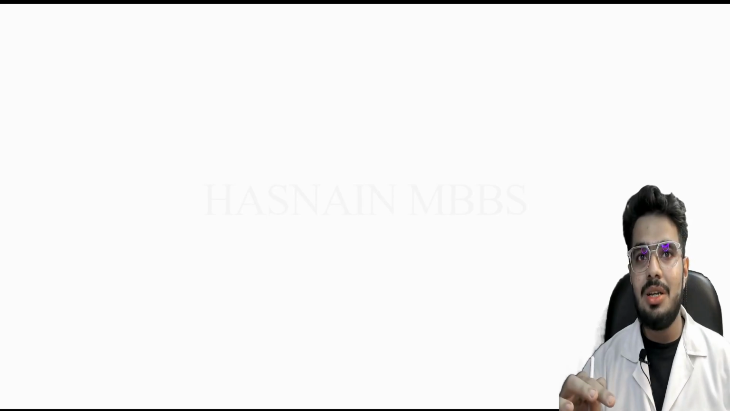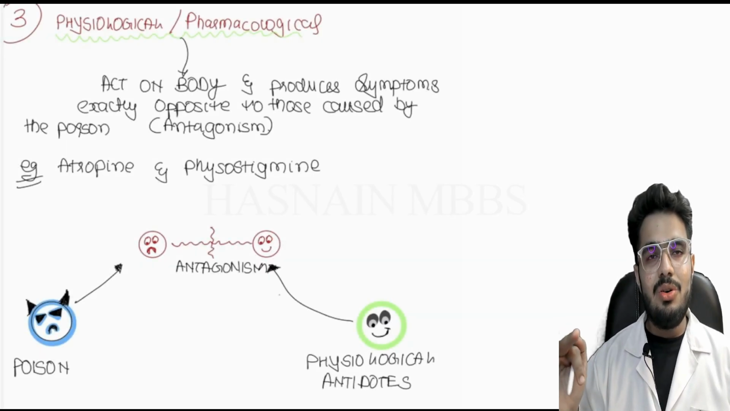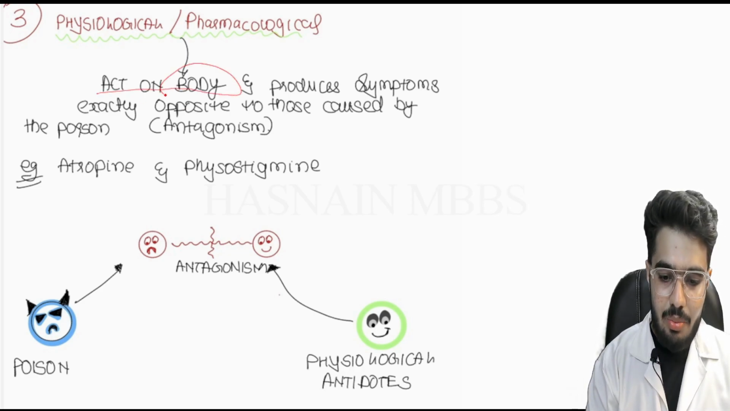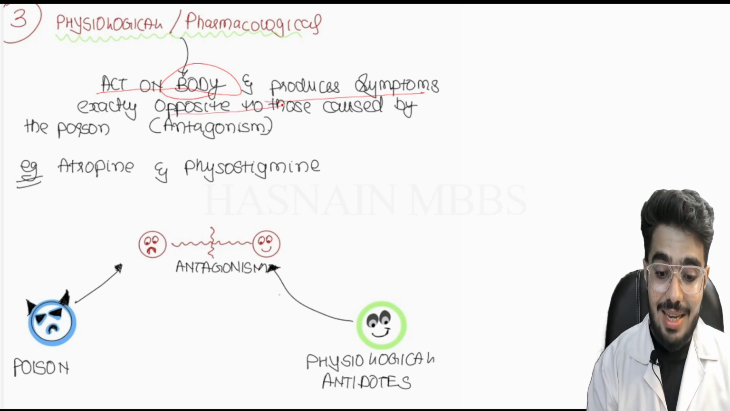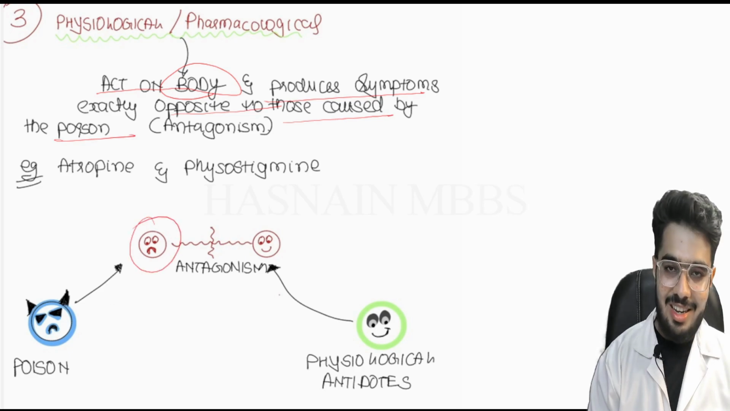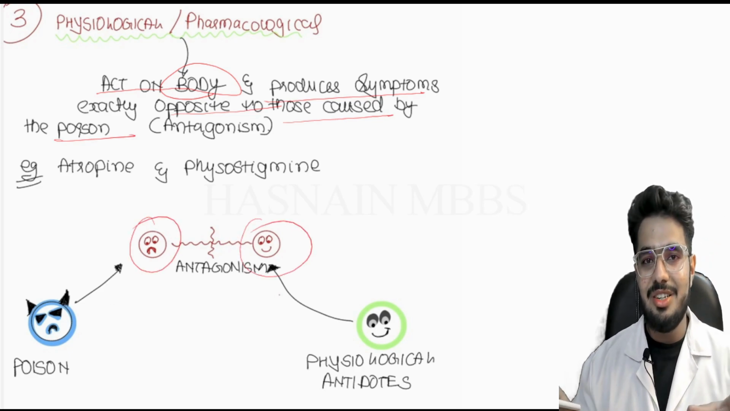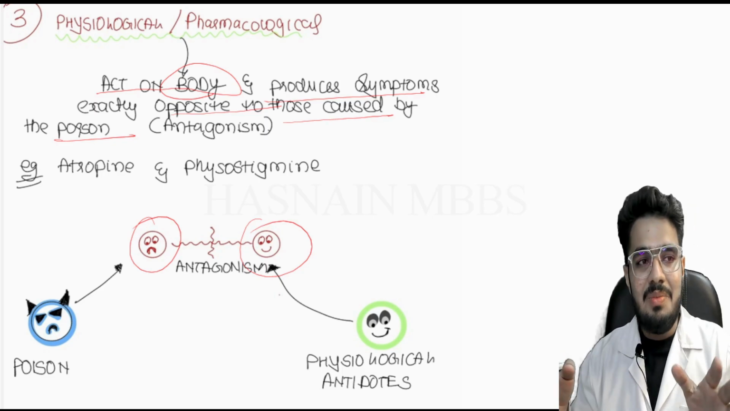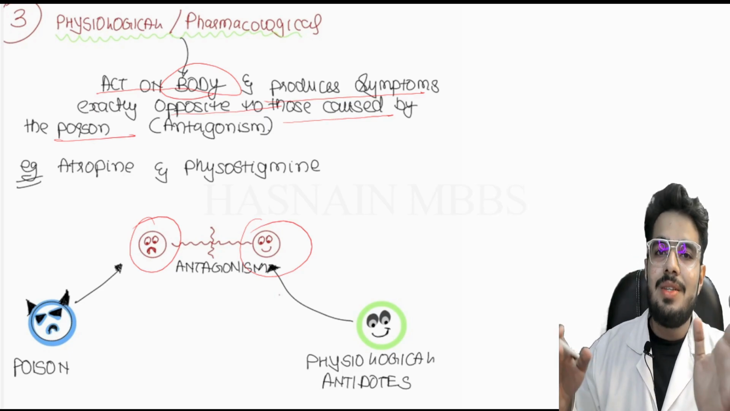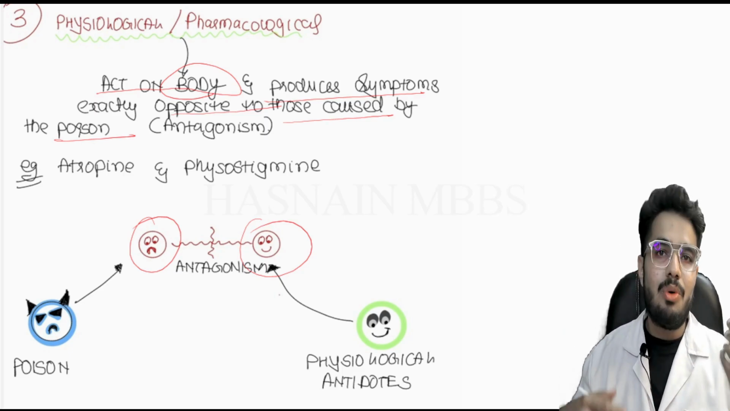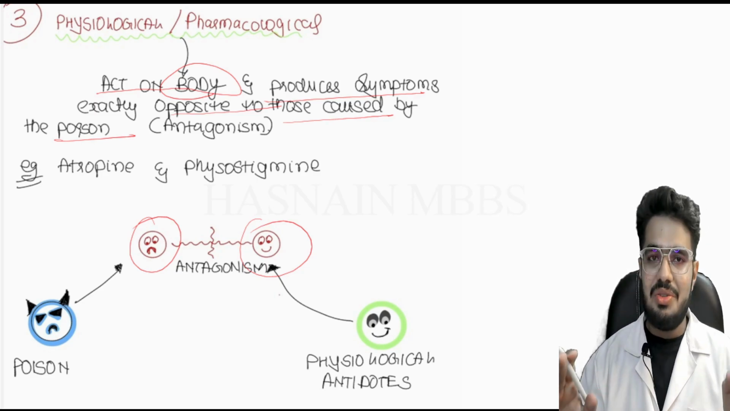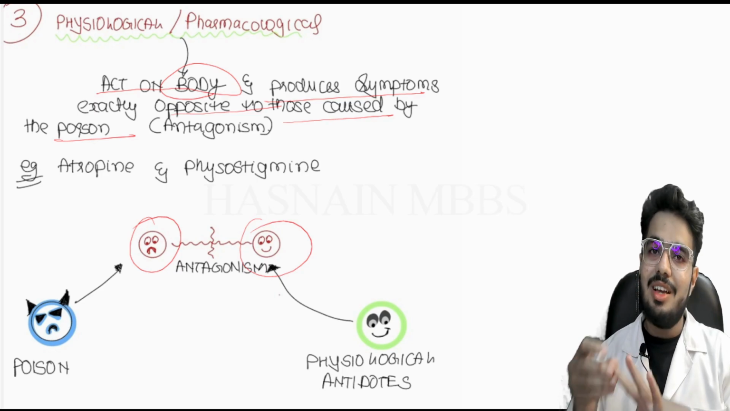That is our physiological or pharmacological antidote. So what does this antidote do? These antidotes act on the body and produce symptoms exactly opposite to those caused by the poison. So if a poison is making us unhappy, they are making us happy. This is just a simple illustration. So this is the action of antagonism. Whatever action a poison is producing in our body, this physiological or pharmacological antidote will produce exactly the opposite. So they will counteract each other and it will get neutralized. So this was the third portion of our antidote.